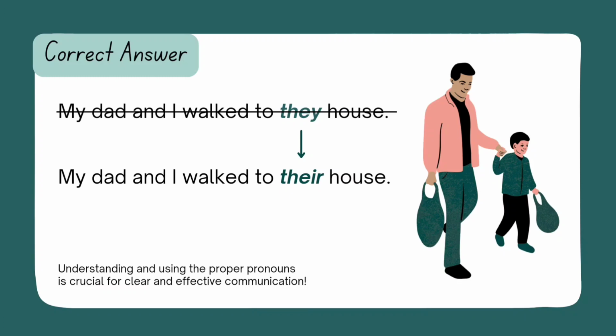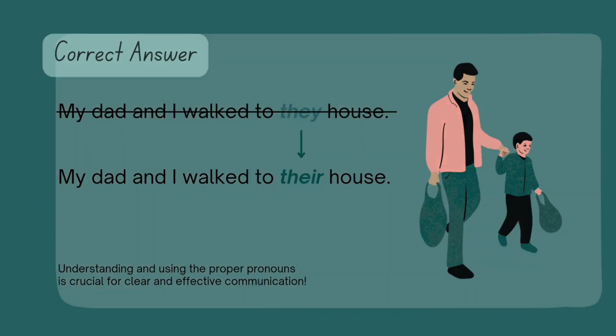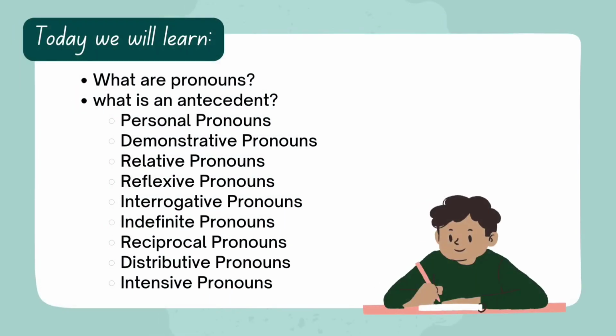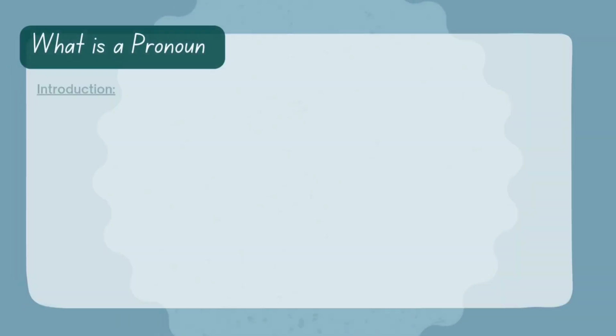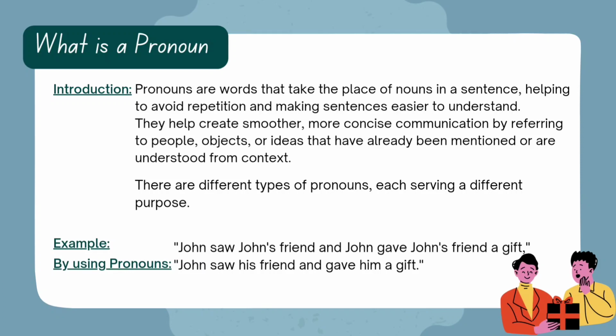Understanding and using pronouns is crucial for clear and effective communication. Today we will learn what are pronouns, what is an antecedent, and different types of pronouns. What is a pronoun? Pronouns are words that take the place of nouns in a sentence, helping to avoid repetition and make sentences easier to understand. They help create smoother, more concise communication by referring to people, objects, or ideas that have already been mentioned or are understood from context. So there are different types of pronouns, each serving a different purpose.